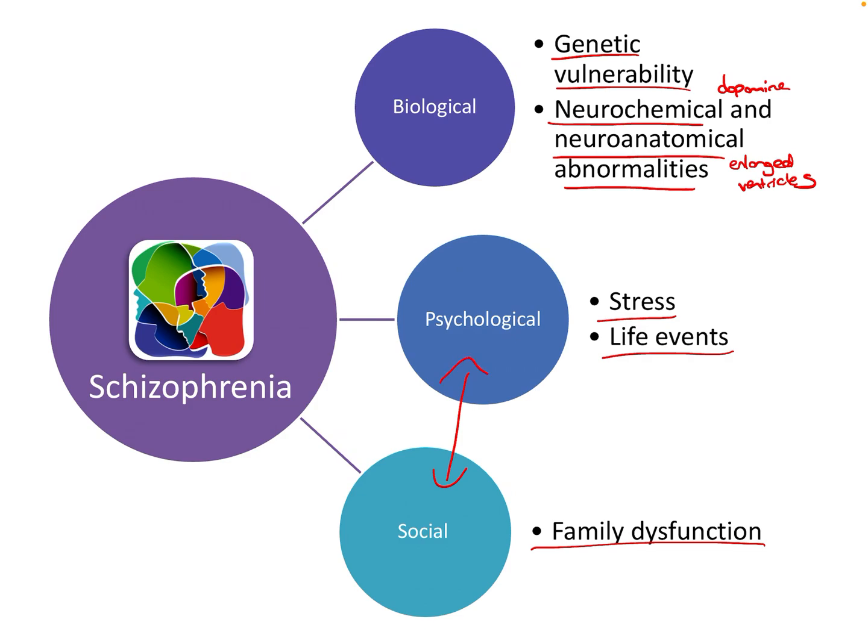So it seems like every week there's a brand new explanation for schizophrenia, and these can fall into biological, psychological or social factors. It's not that one is necessarily more successful than another. We have to acknowledge that it's probably a combination of all of these factors.